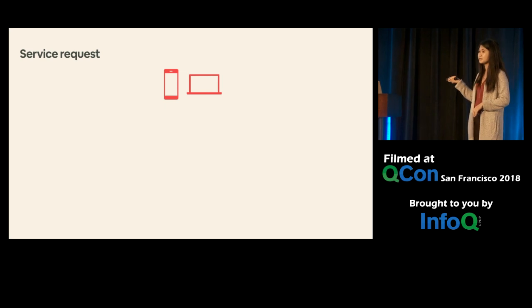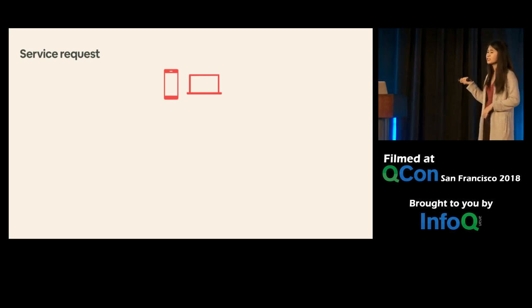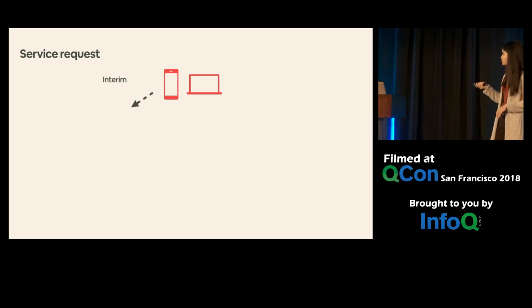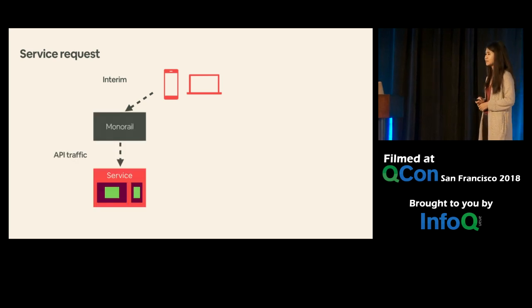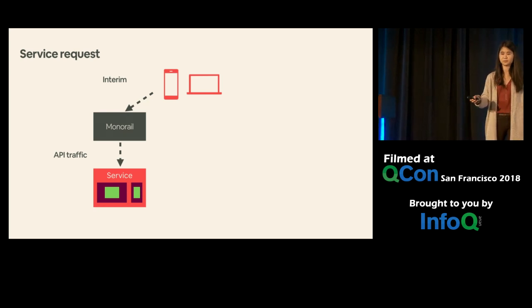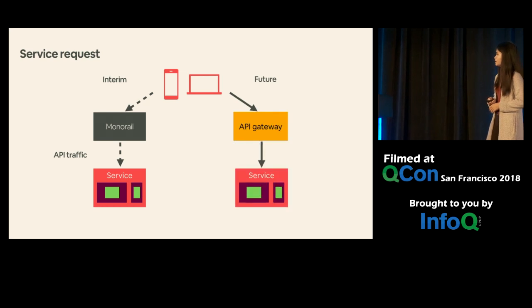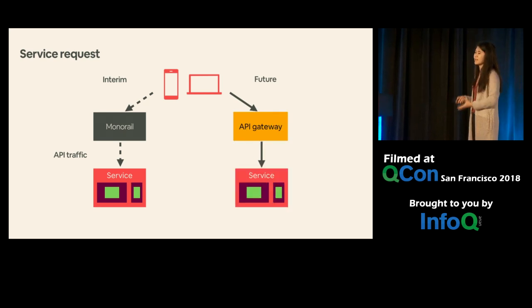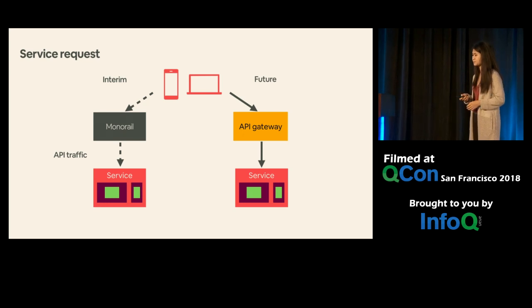And this begins with the service requests originating at our clients. In the interim, the client's requests would be routed to our Monorail application, and that would send the request to our service network. The future was to go through an API gateway as well, and then send that to our service network.